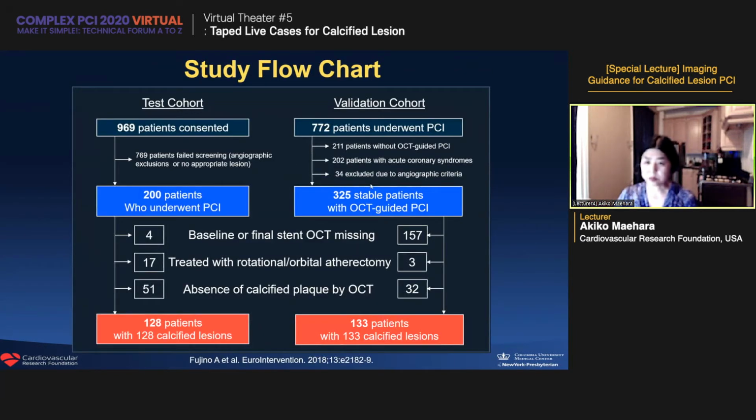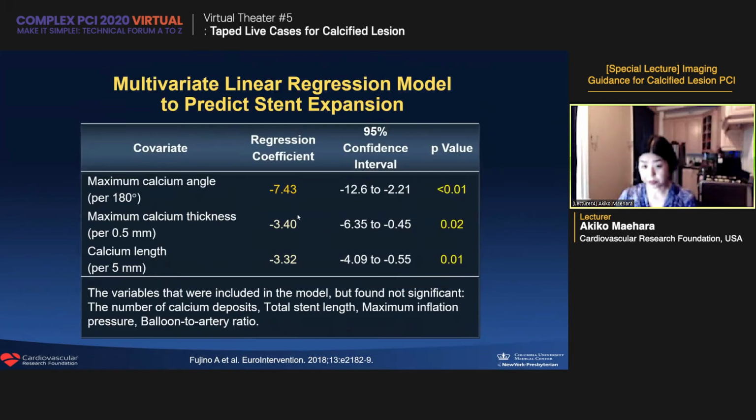To answer that kind of question in a more systematic way, we did the study to make the score by OCT, picking up two separate cohorts. And then we asked, using the stent expansion as outcome, what kind of calcium morphology predicts stent expansion after adjusting for the procedure factors? All calcium components are important. Large calcium angle and thick calcium and calcium length, all of them independently predict the stent expansion.